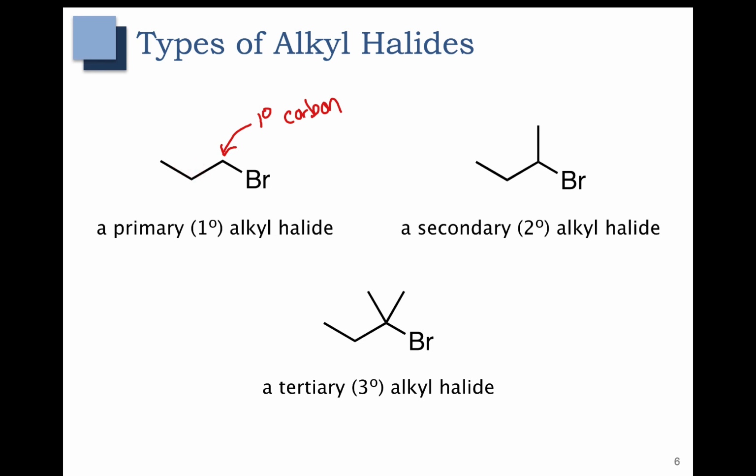A secondary alkyl halide is attached to a secondary carbon. This carbon is secondary because it's attached to two other carbons. A tertiary alkyl halide then is connected to a tertiary carbon. And this carbon here is the tertiary carbon connected to three other carbons. This terminology corresponds to all alkyl halides, so you can also use it for fluorine, chlorine, and iodine.